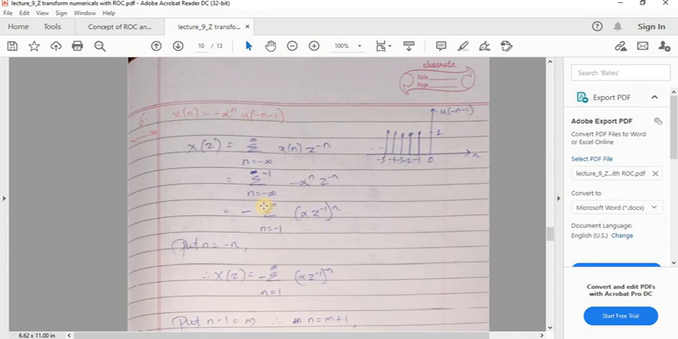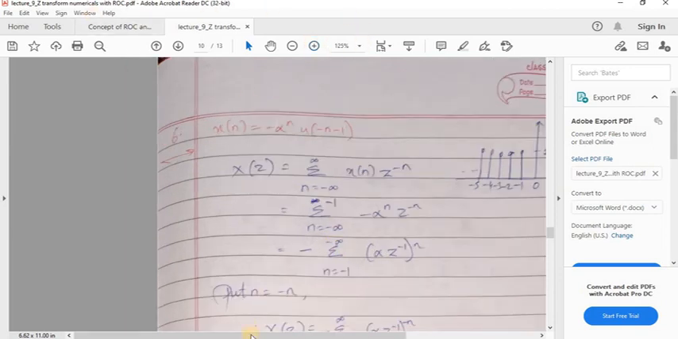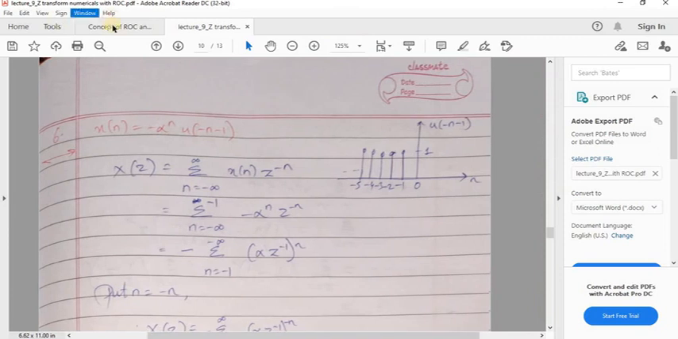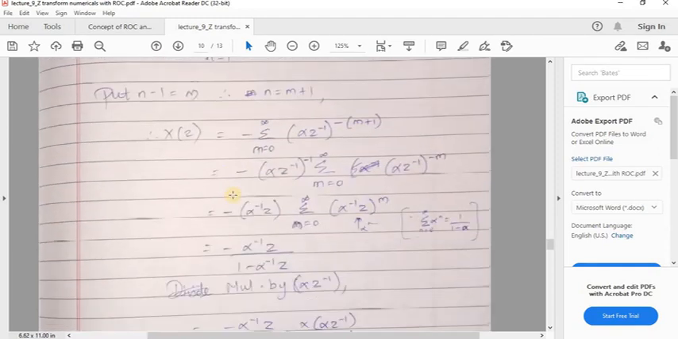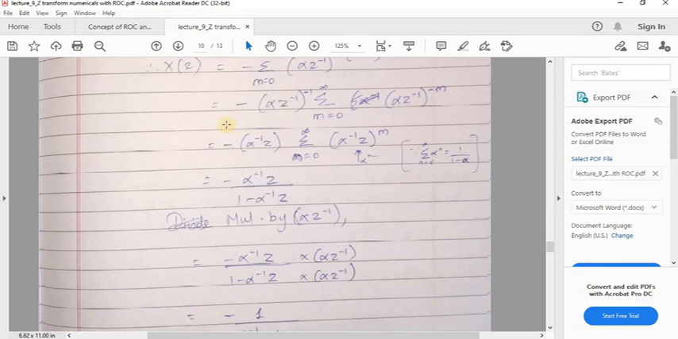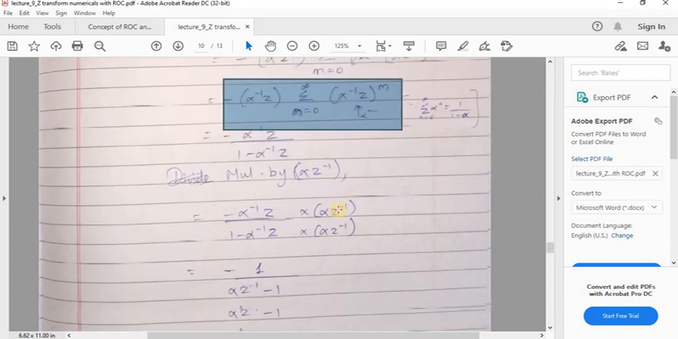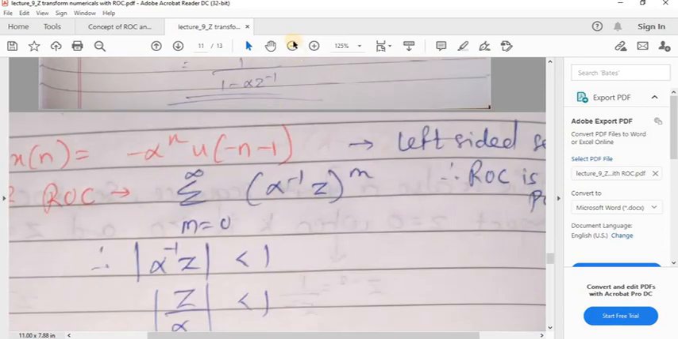Okay, so the next problem. This is a negative sequence or left-handed sequence with a pole. I've also shown you this problem in this PDF. If you remember, this is a negative or left-hand sequence. We have solved this already. This is the point at which we have to find out the region of convergence. So I have shown it here, simplified.